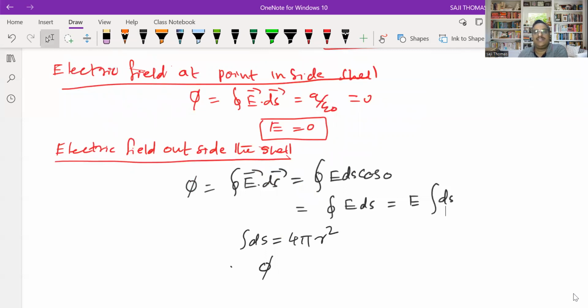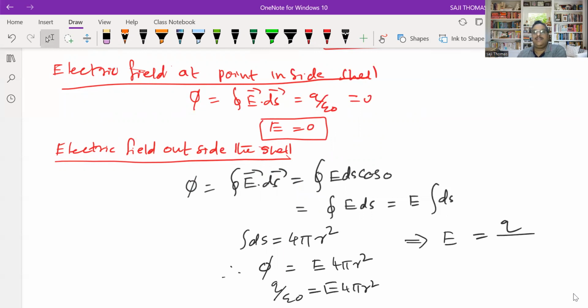Therefore, we can write phi is equal to E into integral ds, 4 pi r square. Again, you know, phi is q by epsilon 0. E into 4 pi r square equals q by epsilon 0, and you can find out E from here: E equals Q by 4 pi epsilon 0 r square.